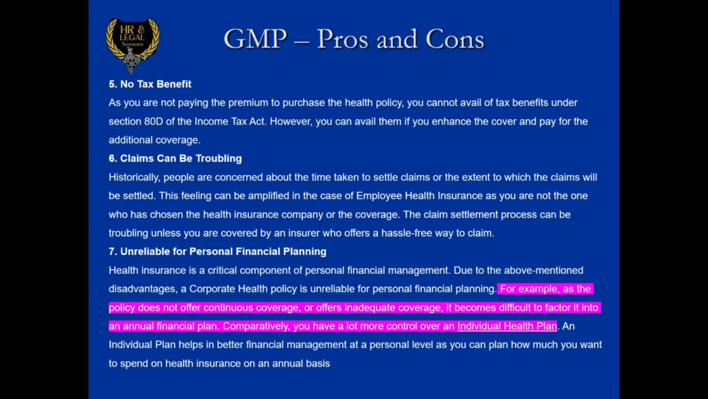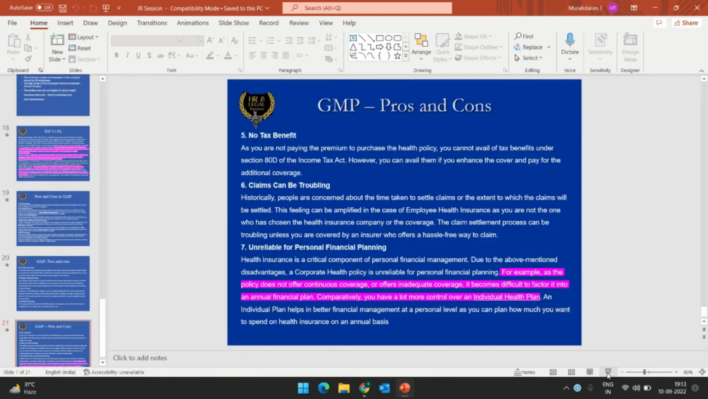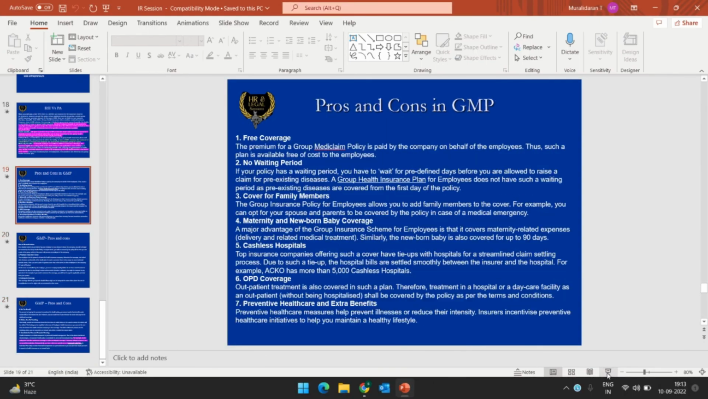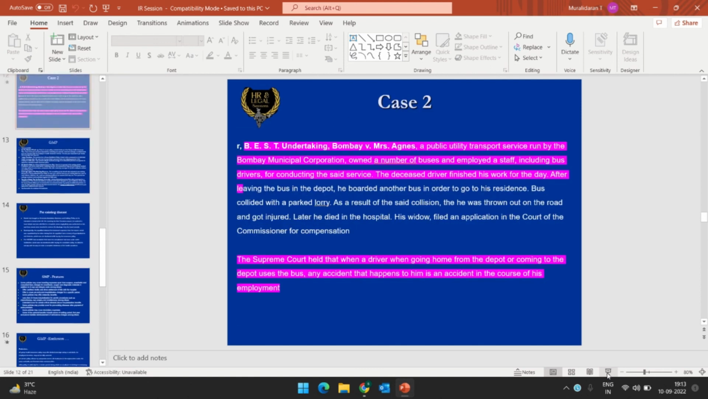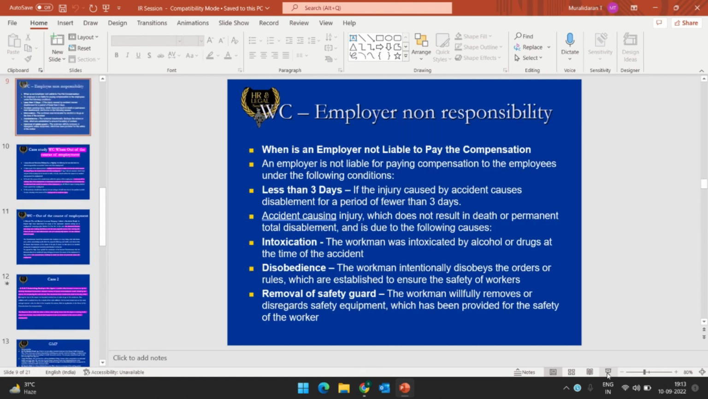Now the IRDA is coming out with some restrictions imposed on all the insurance companies. They have to extend the benefit. During the COVID period also, IRDA has given so many directions to the insurance companies. And it is unreliable for personal finance and planning, that is also there. So these are some of the things which I wanted to present during today's session.